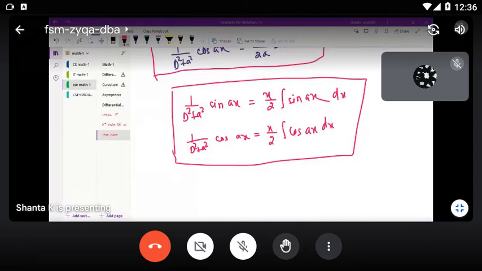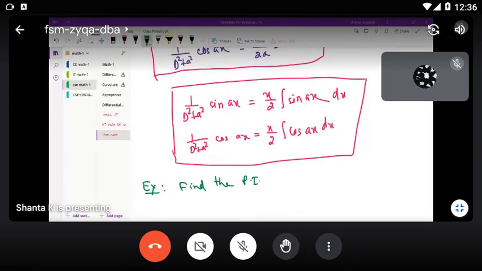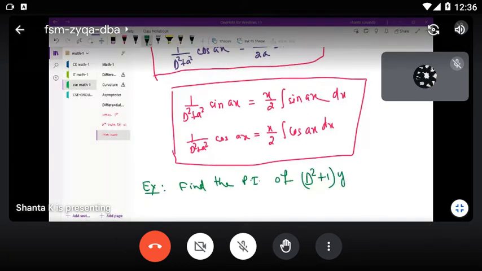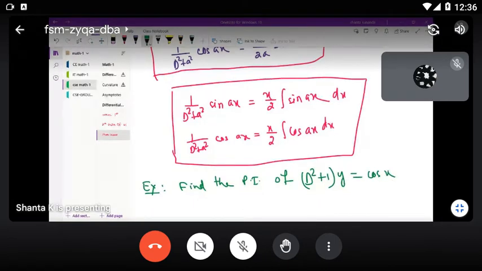So find the particular integral of cos 6. You can proceed in this form.